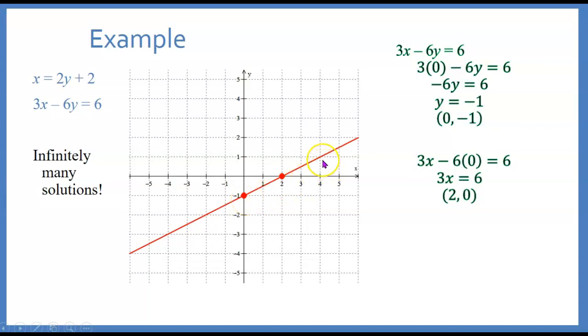They'd both be true when x is 4 and y is 1, or when x is 6 and y is 2, or anywhere along this line. We have infinitely many possible solutions. Now, that doesn't mean anything goes. A point that's not on the line isn't going to work in either one of the equations. But as long as you have a point that works in one of them, it's also going to work in the other one. So there's infinitely many solutions, and we would say that this system is dependent.